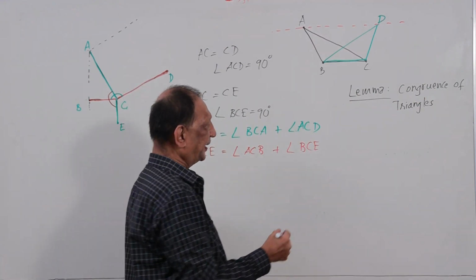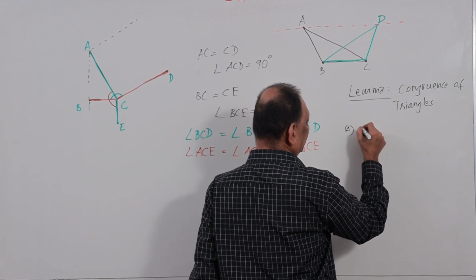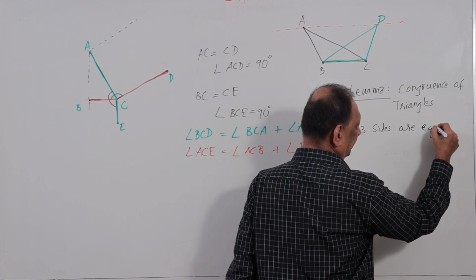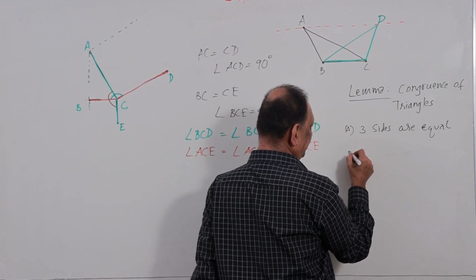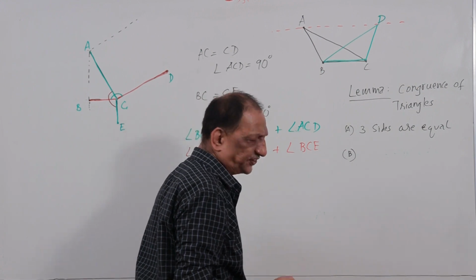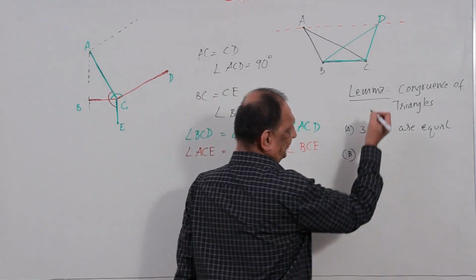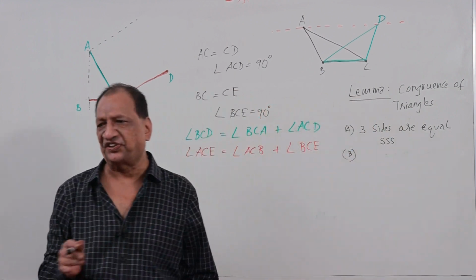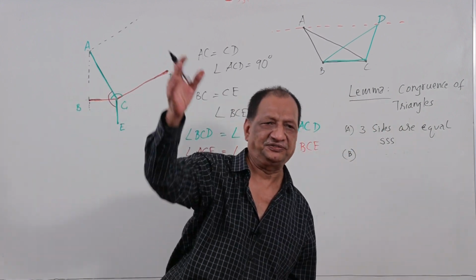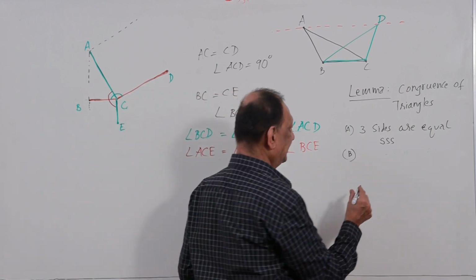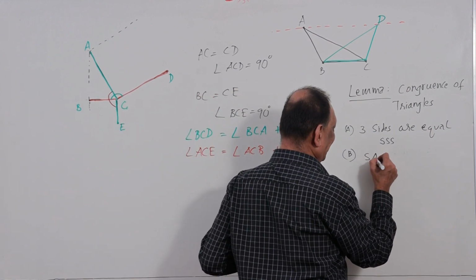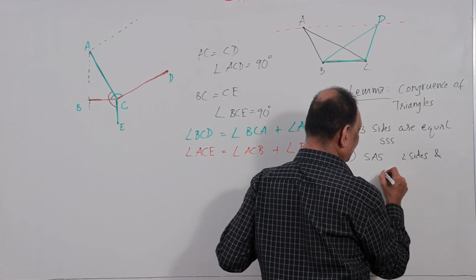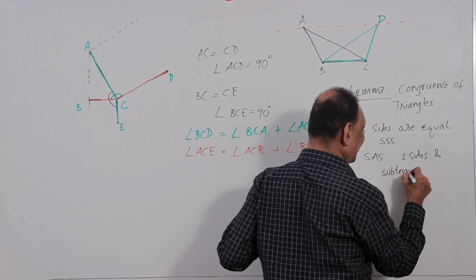Okay, congruence of triangles. So, the first case is three sides equal. If all three sides are equal, they are congruent. Side is known as S. It's called the SSS lemma. SSS, side equal to side. So that is SSS. Then we have the SAS lemma, that is, two sides and the subtended angle are equal.